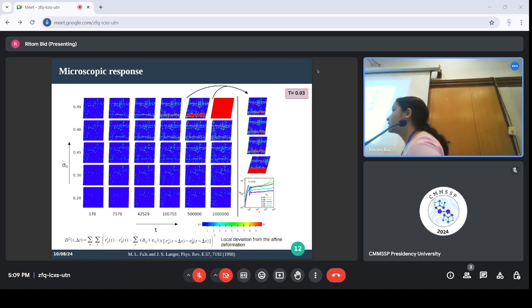Shear bands. Light blue means some plastic deformation is there, but the amplitude is lower. This is a snapshot of displacement.